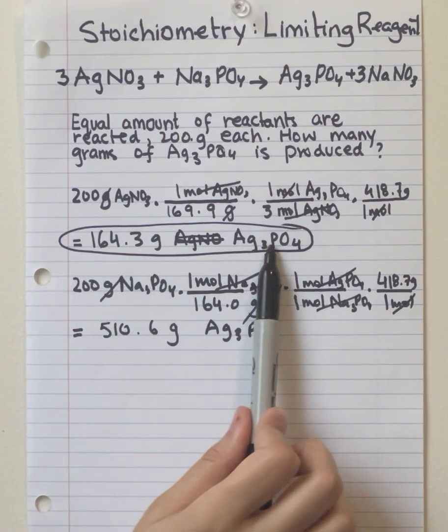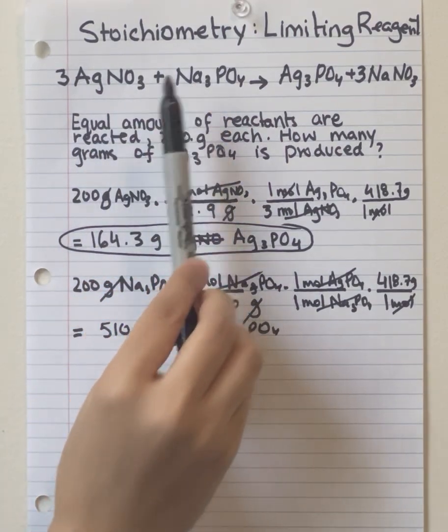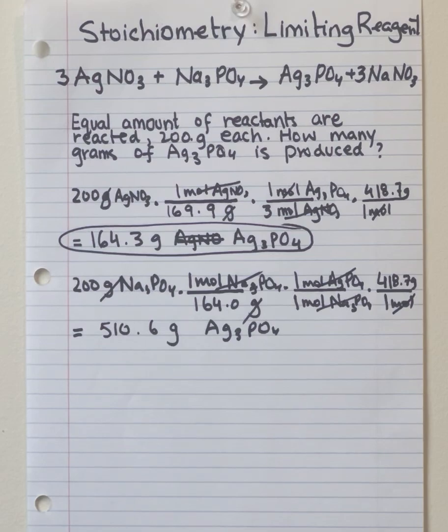164.3 grams of silver phosphate is produced when we react 200 grams of silver nitrate with 200 grams of sodium phosphate. I hope that helps.